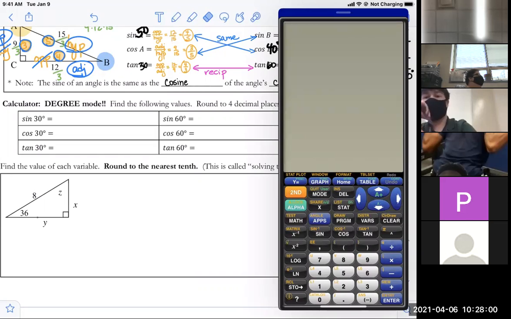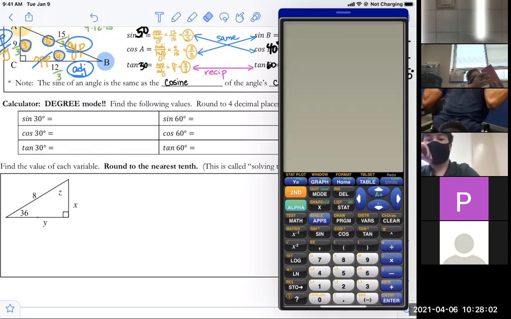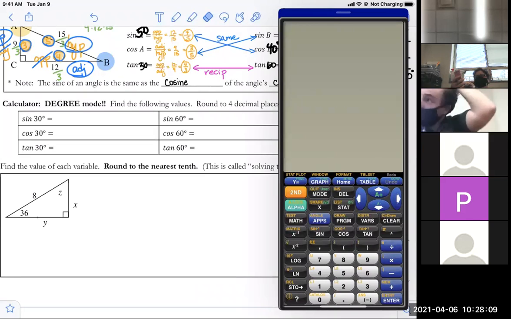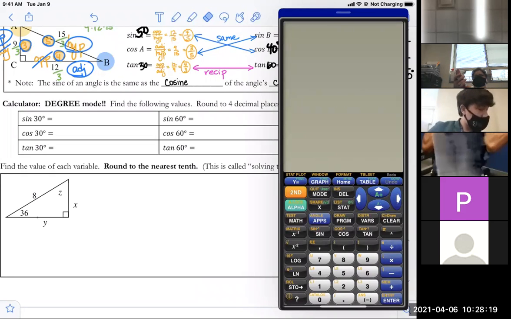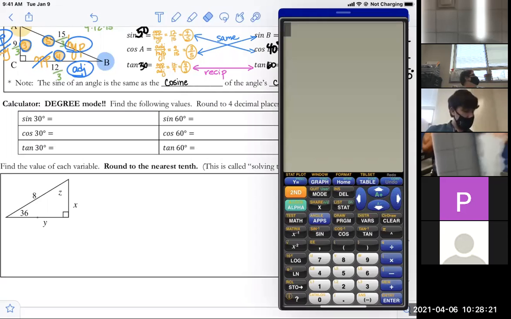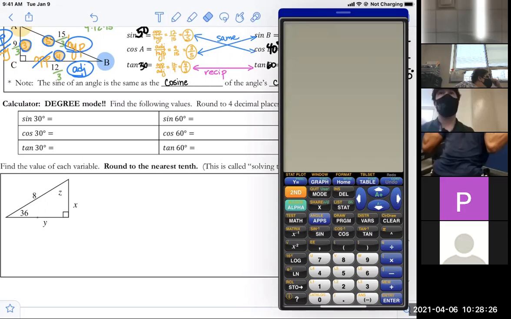You also need to make sure you can see enough digits. You're on degrees, but I think you need to be on classic for it to do what you need to do. Let's see if I get tangent 30. Yeah, it's right.